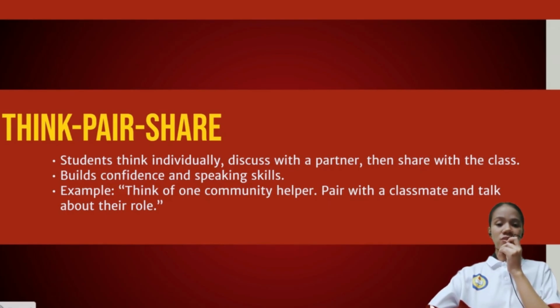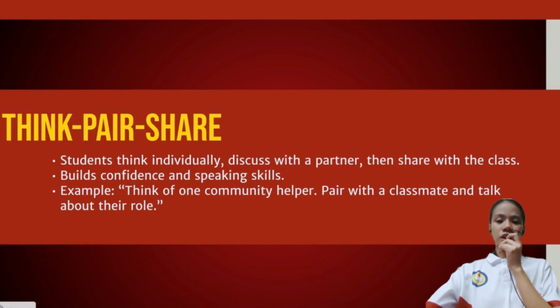This method enhances communication skills, listening skills, and collaborative learning, while also ensuring that all students, not just the outspoken ones, have an opportunity to contribute. Example: Think of one community helper and what they do. Take a moment to reflect on your choice. Then, pair with a classmate and discuss the role of that community helper. After that, we will share some of your ideas with the whole class.